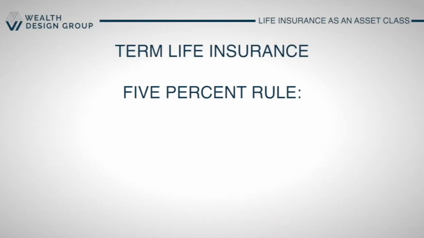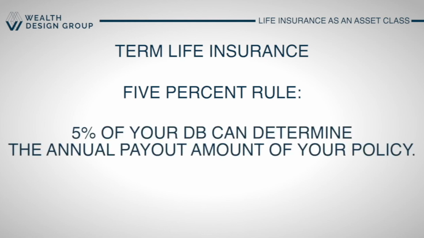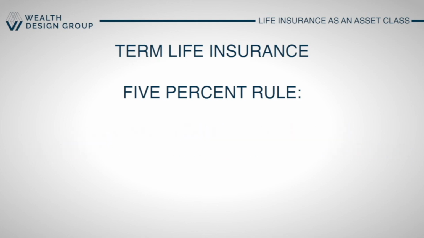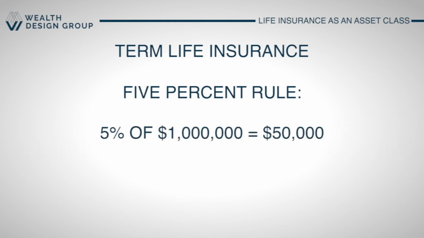So what that means is that you take the amount of death benefit that you have, and if you took 5% of that number, that's the income that it would provide your family for the rest of their lives. For instance, if you had $1 million of death benefit, you passed away, your family gets the $1 million, they invest it in a portfolio of stocks, bonds, and mutual funds or real estate, whatever they decide, and then let's say they took 5% of that every year.